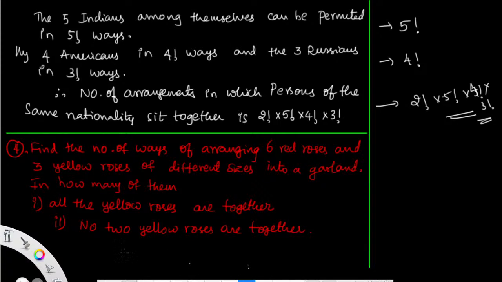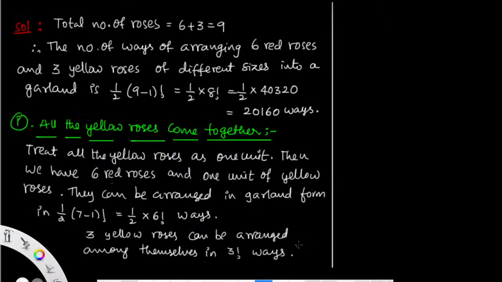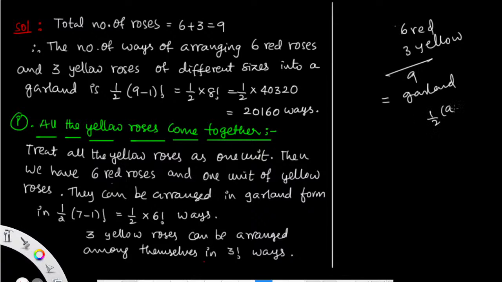Now go to the last one. Find the number of ways of arranging 6 red roses and 3 yellow roses of different sizes into a garland. In how many of them are all the yellow roses together, and no 2 yellow roses together? Totally 6 red roses and 3 yellow roses, 9 in all. Into a garland means the formula half into n minus 1 factorial. That is half into 8 factorial ways total arrangements.